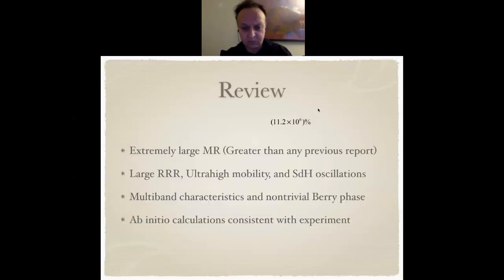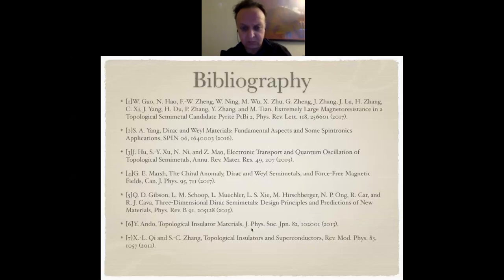But anyhow, the Landau level fan diagram reveals a non-trivial Berry phase, and the Hall measurements revealed multiband characteristics from the slope change. And then we saw that the ab initio calculations are consistent with experimentation. And these are my references. And that is it. Thank you very much.